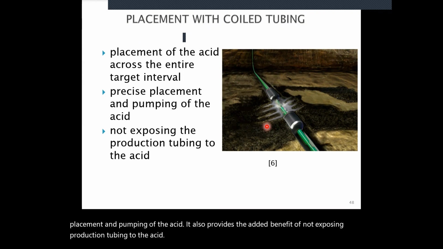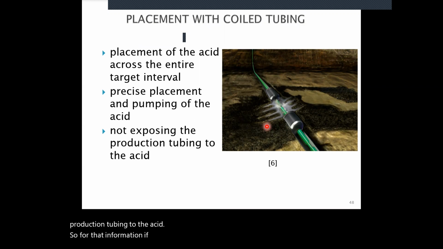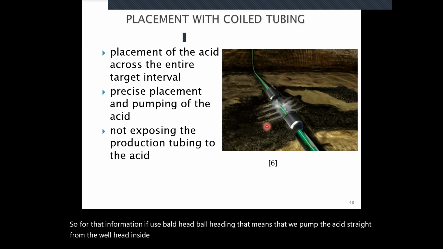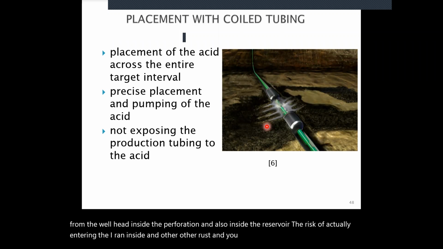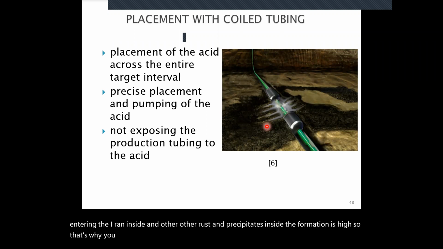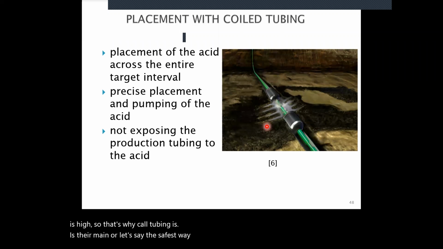Okay, so for your information, if you use ball heading, that means that we pump the acid straight from the wellhead inside the perforation and also inside the reservoir. The risk of entering the iron, rust and other precipitates inside the formation is high. So that's why coiled tubing is the main, or let's say the safest, way for placement of the acid inside our reservoir.